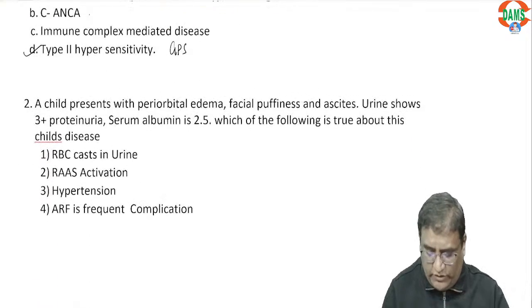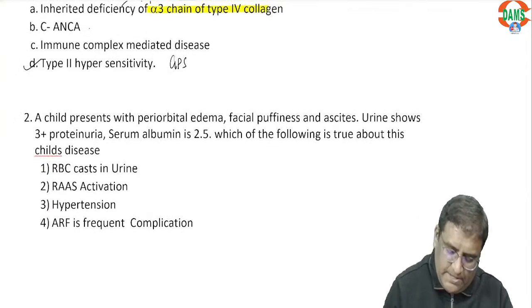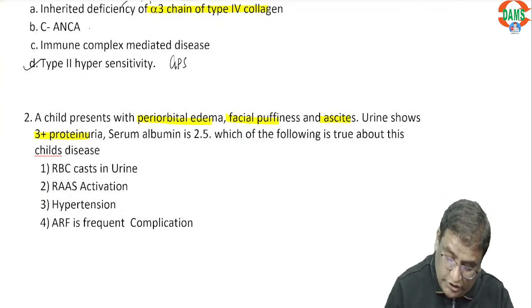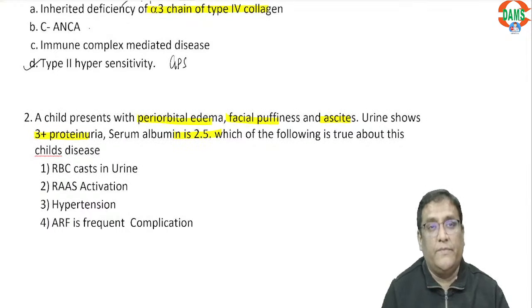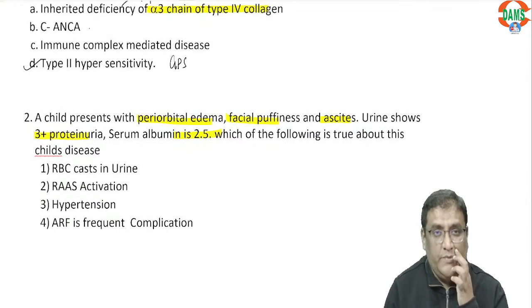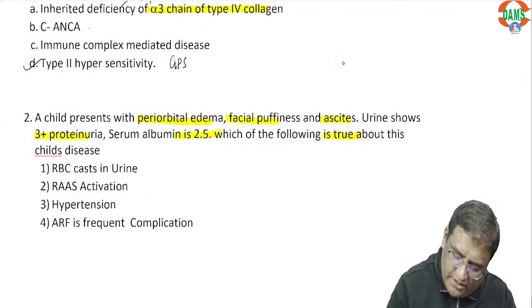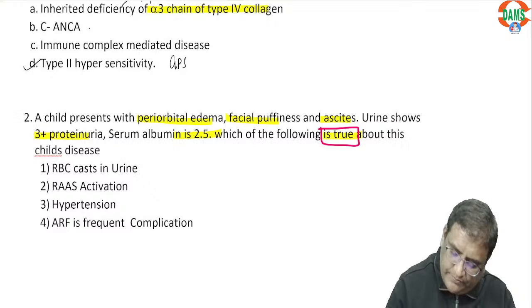Next, let us see the next question. A child presents with periorbital edema, facial puffiness and ascites. Urine examination shows 3+ proteinuria, serum albumin 2.5 grams per liter. Tell me now, what is it? Which of the following is true about the disease they have asked? Tell me, what is true about the disease?